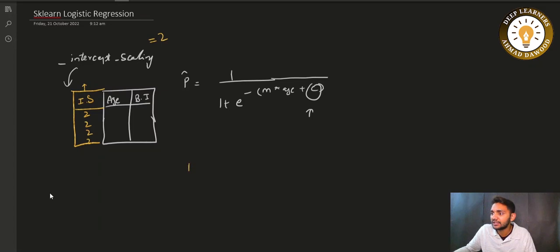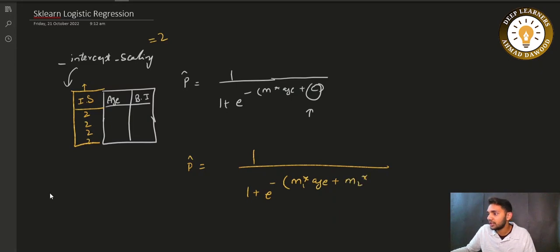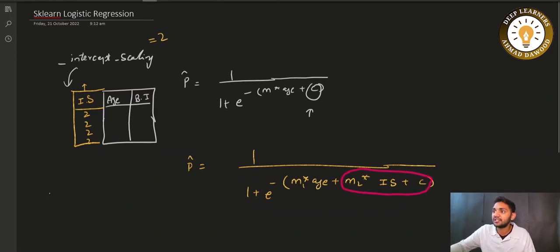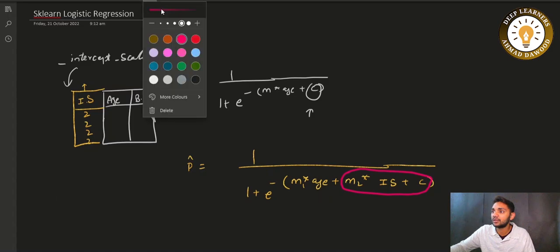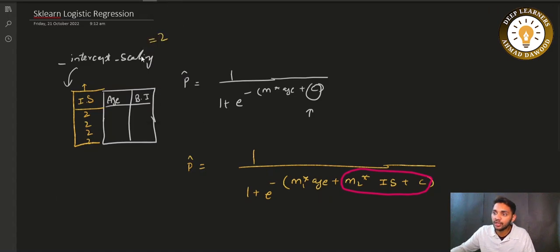When this is treated as an independent variable, you will have an equation like this: 1 over 1 plus e raised to power minus m1 into age plus m2 into intercept scaled plus the intercept that you have by default here. Okay, now this whole term will become my intercept, because you have added a constant column here.